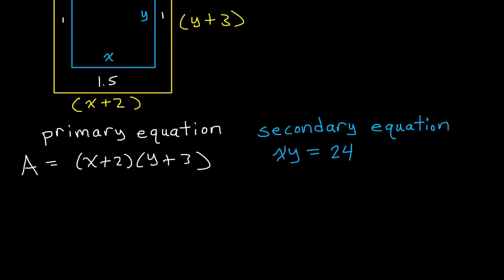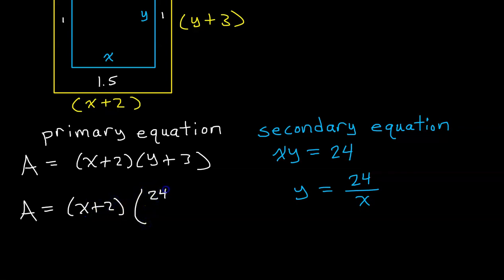Notice that the primary equation has two variables. We need to make this in terms of one variable. So we're going to use the secondary equation and rewrite it to get one variable by itself and do a substitution. Dividing both sides by x, we get y equals 24 over x. Now we can substitute this into the primary equation, and we will have A is equal to x plus 2 times 24 over x plus 3.